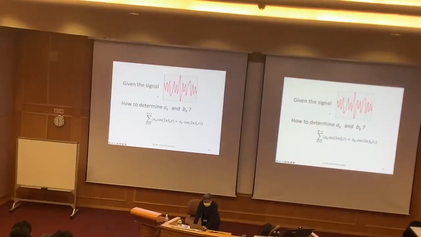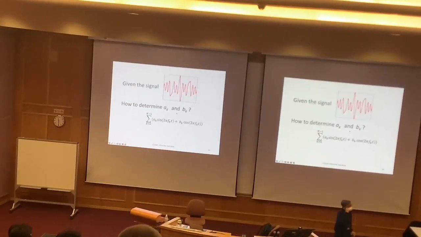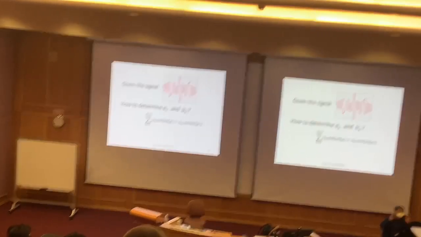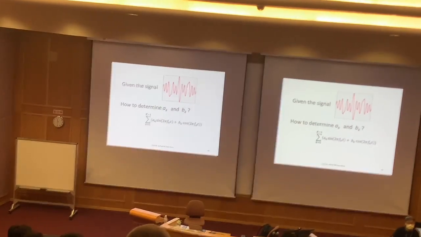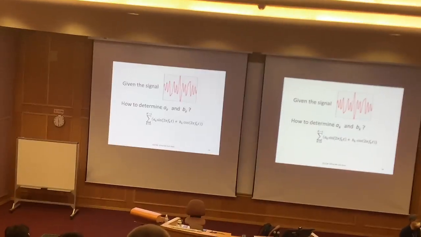Given the signal, that's the $1 million question. If I give you a piece of music, how do you find out what A_k and B_k are? We just did it in the first half of our lecture. All you need to do is take the piece of music and dot product with all your basis functions, and you get all the A_k's and B_k's already. It's that simple.